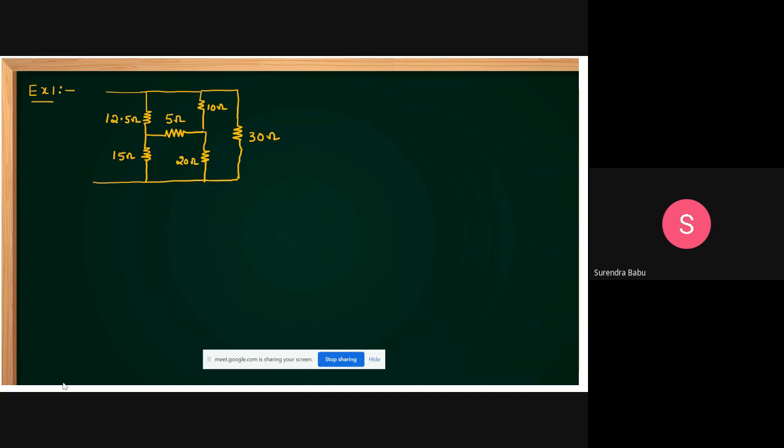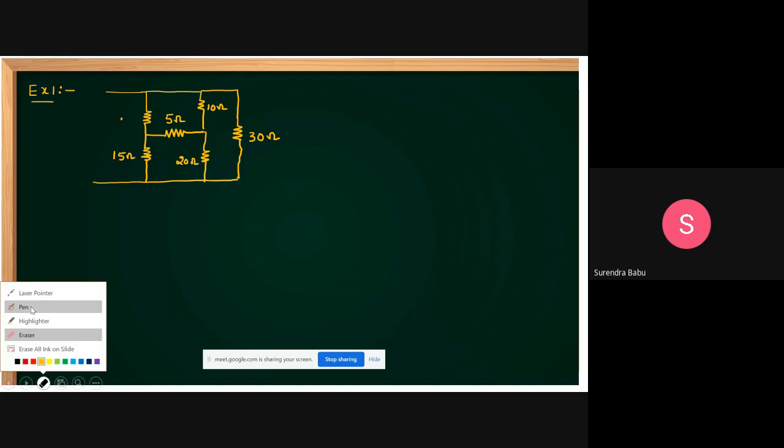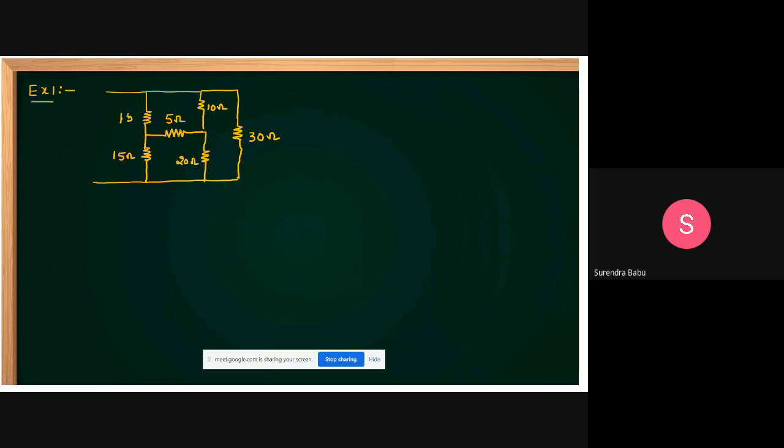Before this, first I want to give a simple problem, then we go for complex. First, I am framing a simple one. This is 15 ohms, 1 minute. First I want to frame it as a simple problem, then slowly you can increase the complexity.